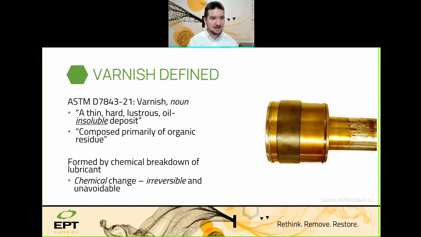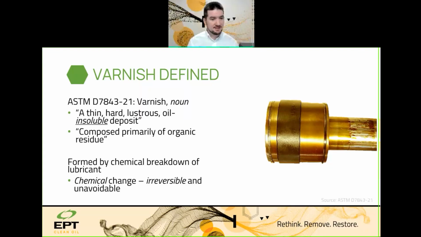So how do we define varnish? The best definition that I've found is from ASTM D7843. That's the MPC test method, which we'll talk about in more detail later, of course, as we discuss varnish detection. It defines varnish as a thin, hard, lustrous, oil-insoluble deposit, one which is composed primarily of organic residue. And you can see an example of some varnish on a valve on the right of the slide there.